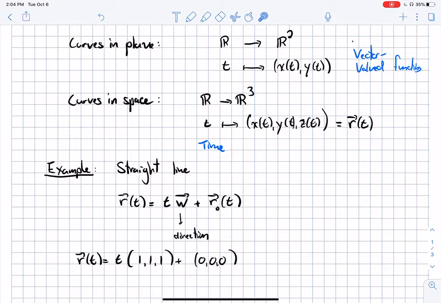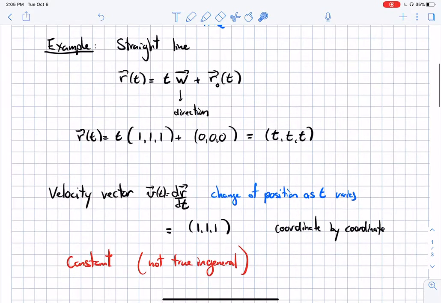The difference here is that my functions x(t), y(t), z(t) are just t, so it's a linear function of t. That's why it's straight. But maybe we can look at other functions of t and get some more funky curves.